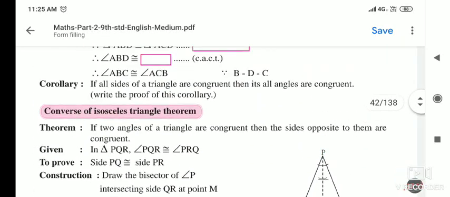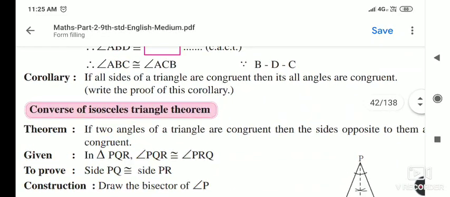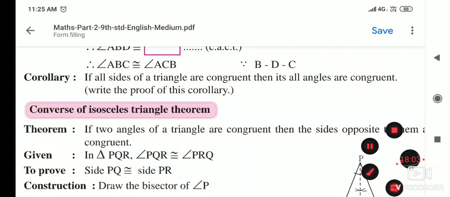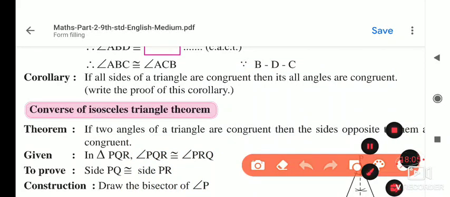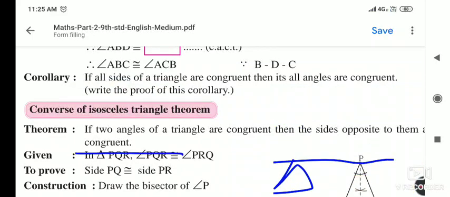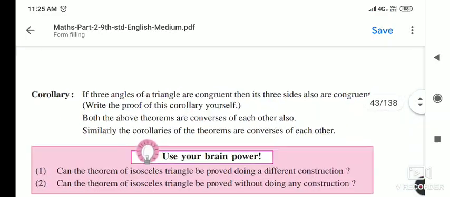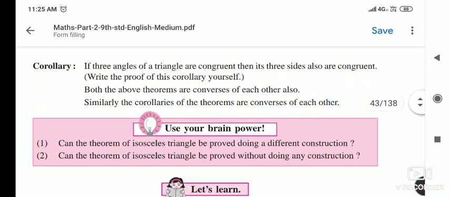And again we saw the corollary of the isosceles triangle, and I told you how to show that if all sides of a triangle are congruent, then all its angles are also congruent. Means in an equilateral triangle, all sides and all angles are congruent to each other. There we have to use the theorem of the isosceles triangle. Okay, now here is one more corollary given.